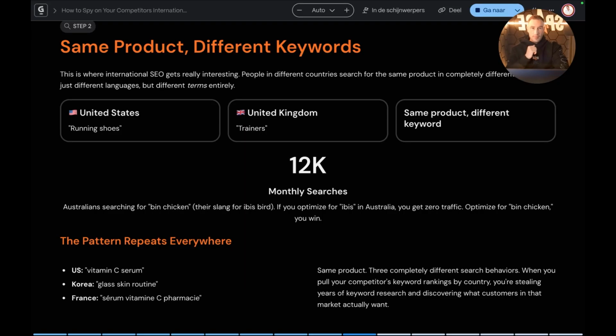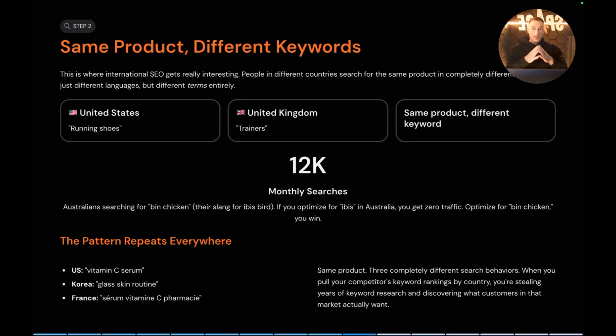The second step is another important one. It's where international SEO actually gets fun and where most brands get it absolutely wrong. Because the same products can have totally different search behavior in different countries. So not just language differences, but different terms entirely. A classic example is in the US, you can search for running shoes, while in the UK, you are searching for trainers. Same product, but different keyword universe. And sometimes it gets extreme, like slang terms that have real search volume locally.